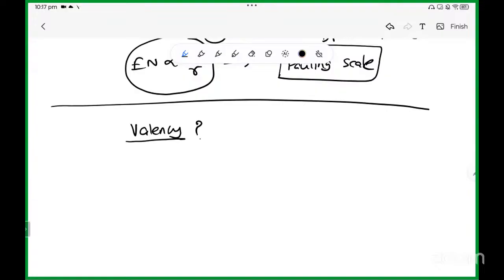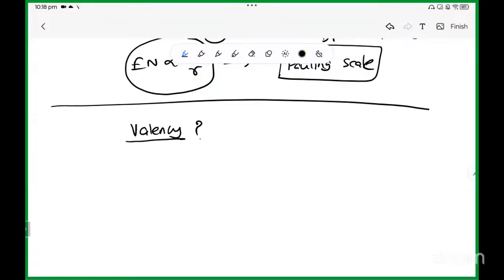Now, if the atom is creating only covalent bonds, the number of covalent bonds, including dative bonds, is the valency of that atom. Because we know a dative bond is also a covalent bond, right? So if the atom is creating covalent bonds only, including dative bonds, the number of covalent bonds plus dative bonds is called the valency of that atom.